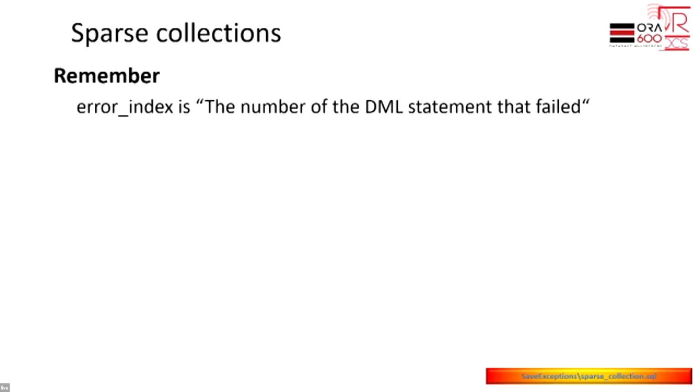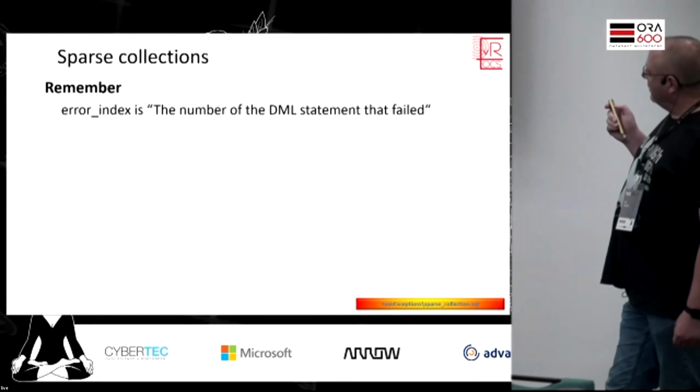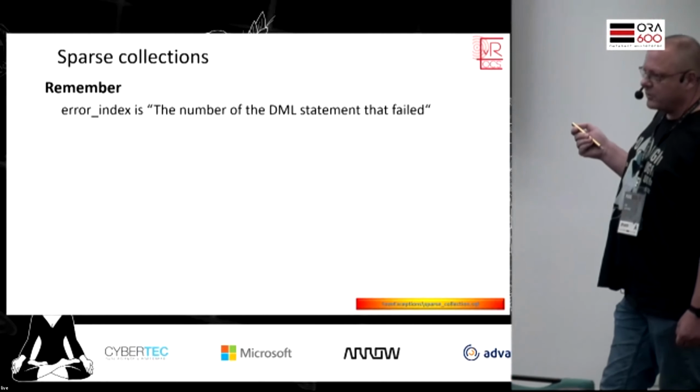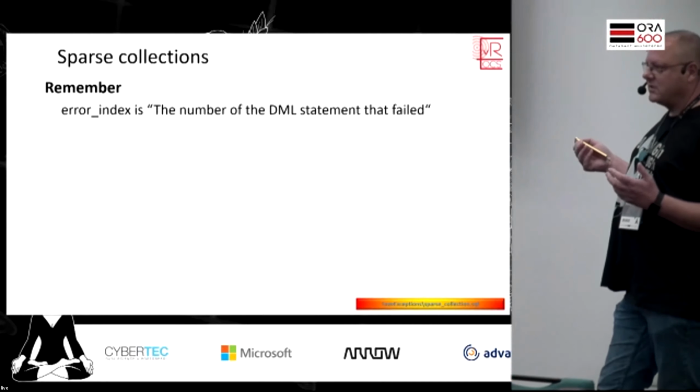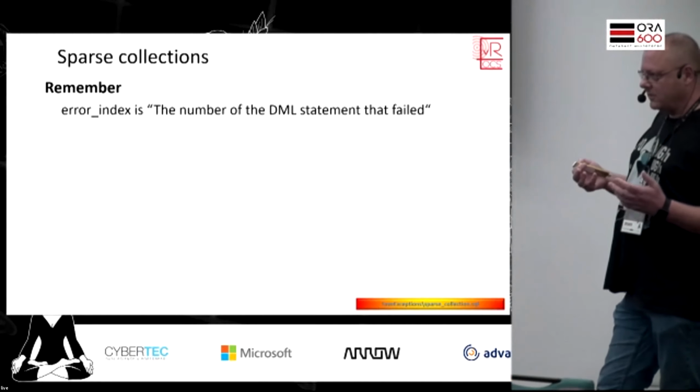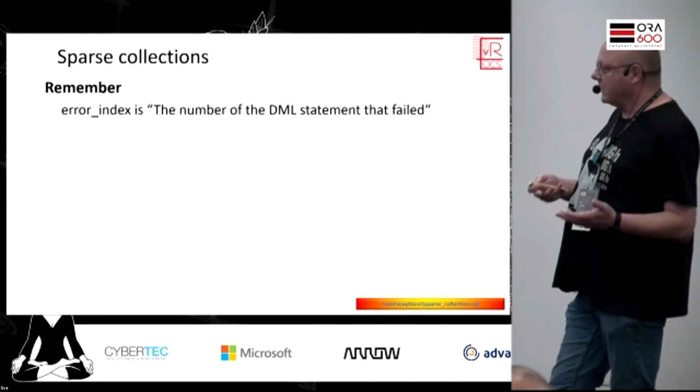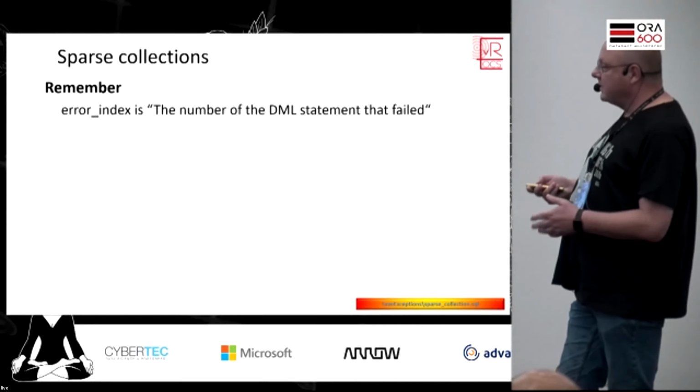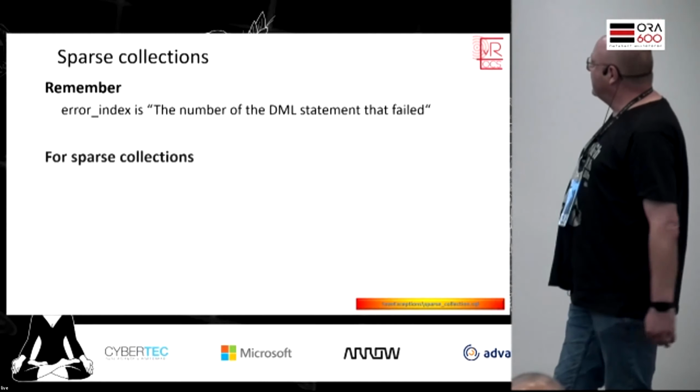In sparse collections, we have another problem. I said ERROR_INDEX is the number of the DML statement that failed. When you look at the name of the thing, error index, it sounds like it's the index number of the record in the collection that failed, but it isn't. It is the number of the DML statement that failed.